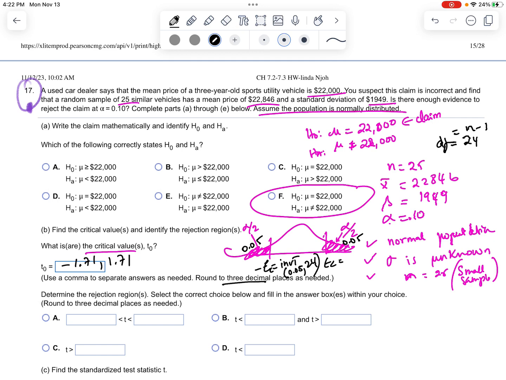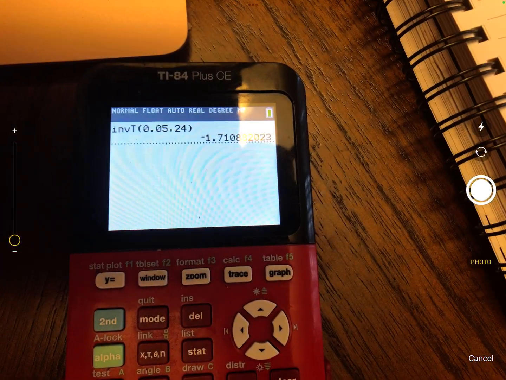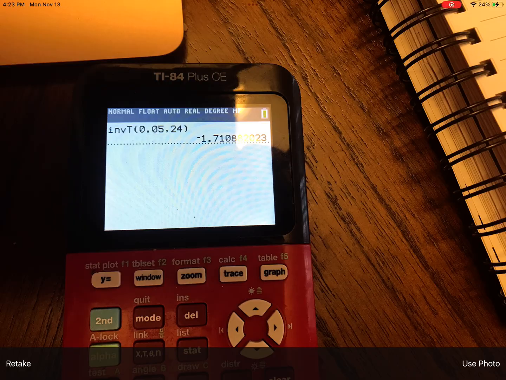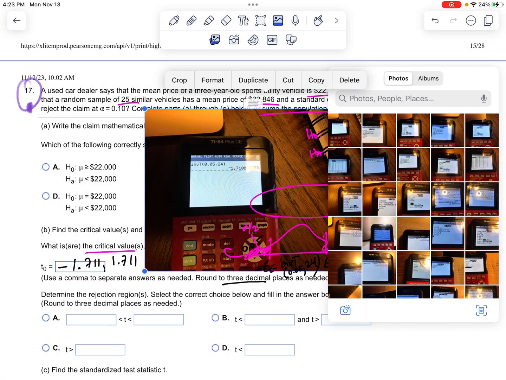Round to what? 3 decimal places? If it's 3 decimal places, then it's going to be negative 1.711, 1.711. Let me show you what I have here. That's it.